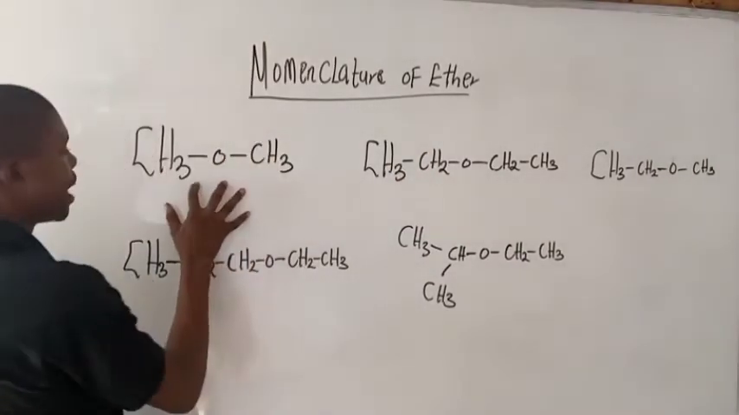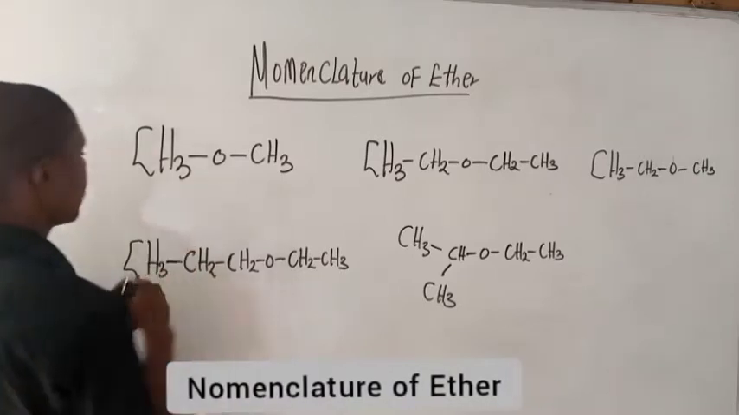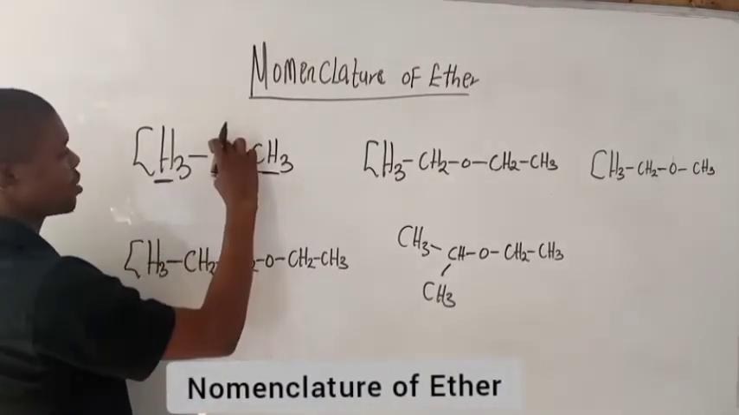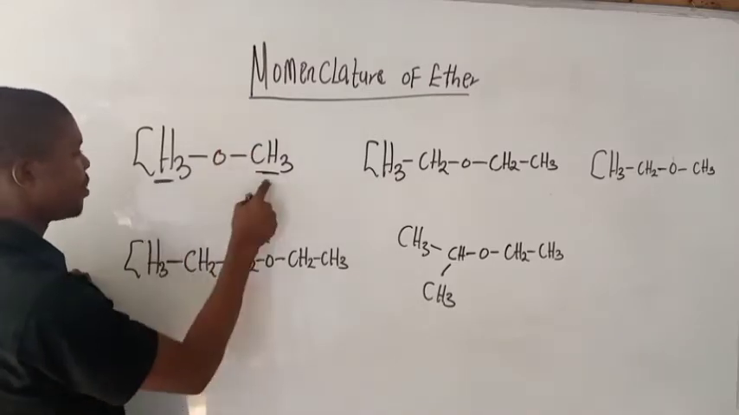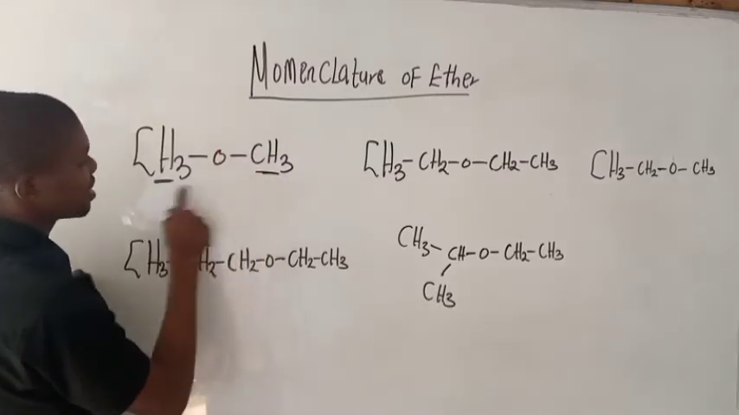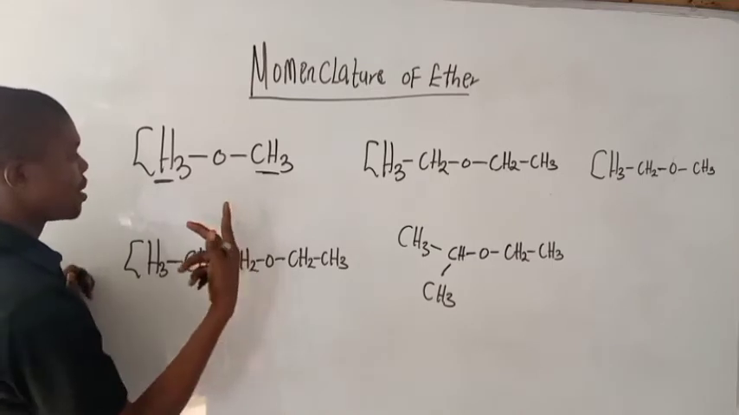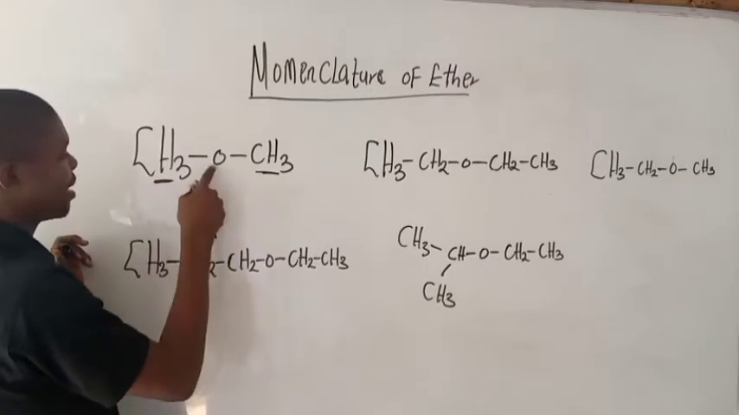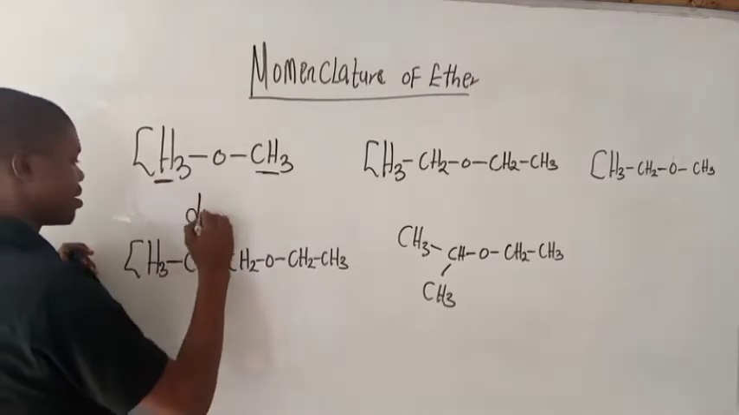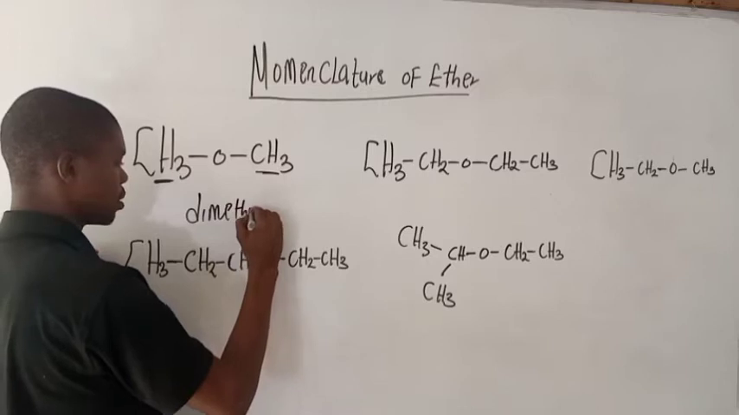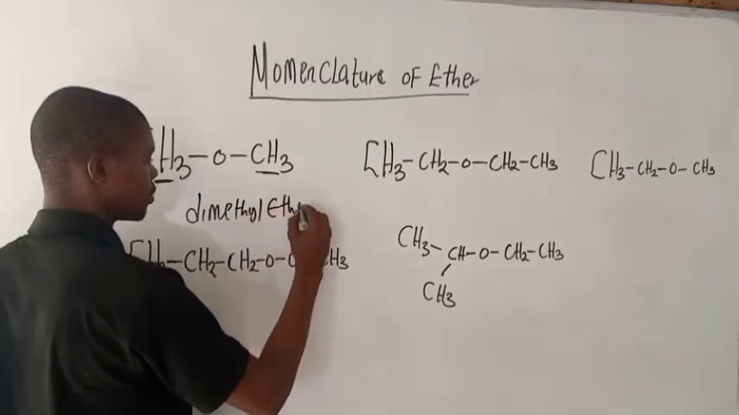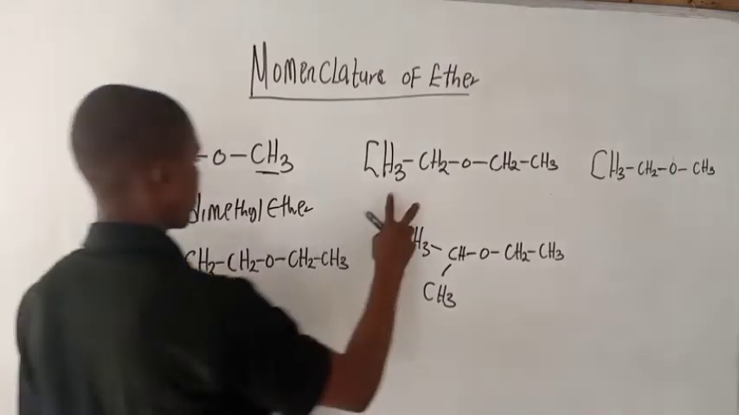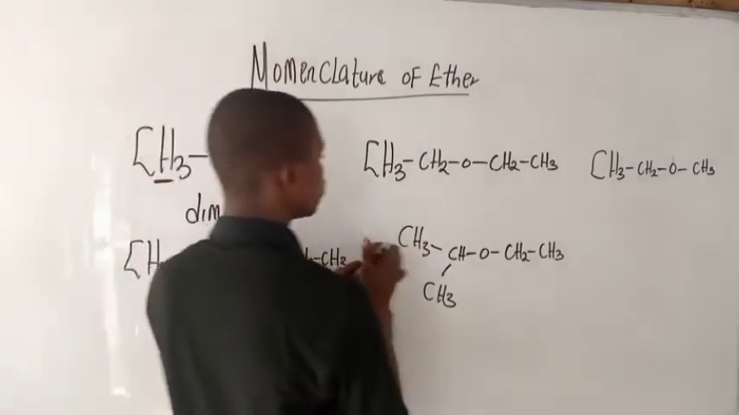Like what we are seeing here, we have a methyl group and a methyl group attached to this oxygen. So this oxygen gives you ether. Because we have two of the same alkyl group, you cannot call it methyl ether. So it is dimethyl ether. You get? Dimethyl ether.